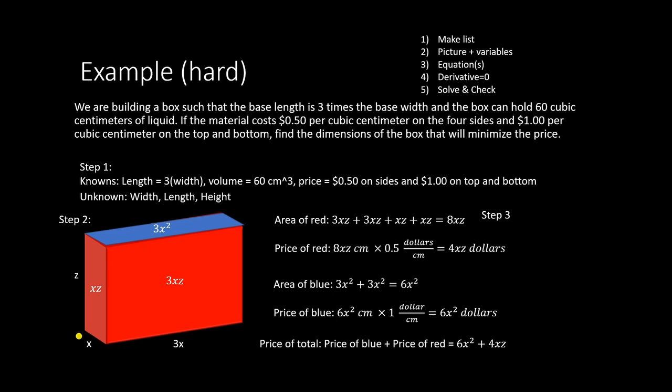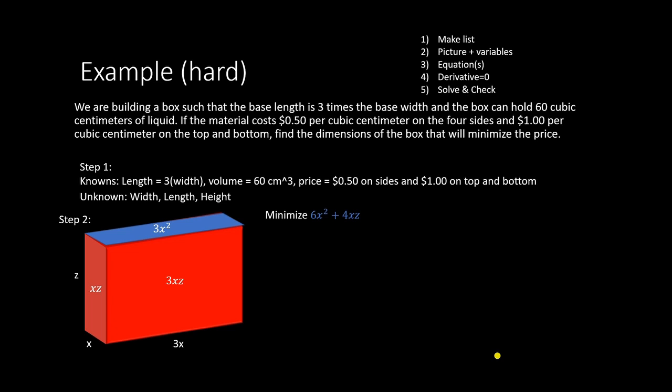The total price to make the whole box is the price of the blue and the price of the red, which is 6x squared plus 4xz. We want to minimize the price, so we want to minimize this equation. But it has two variables, and to take the derivative we only want one, so let's change that. I'm running out of space, so let's move on to the next page.